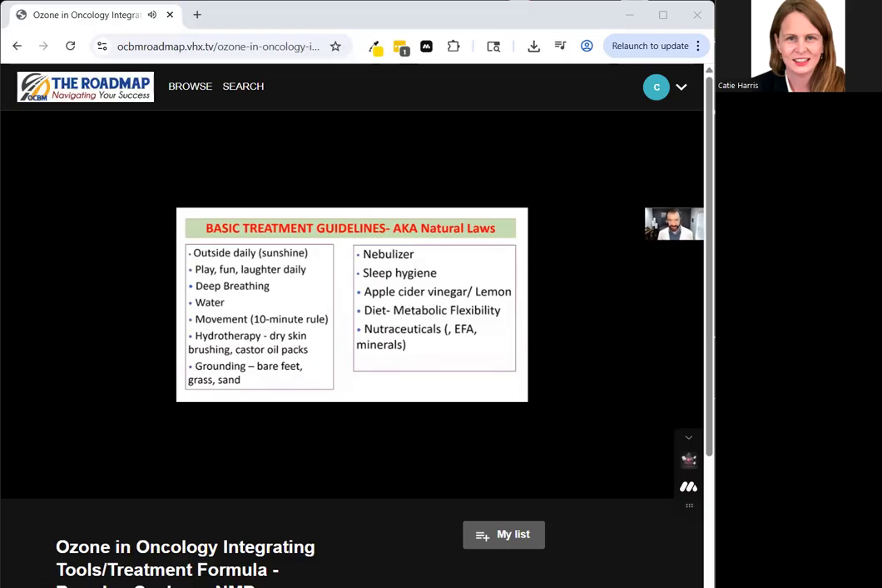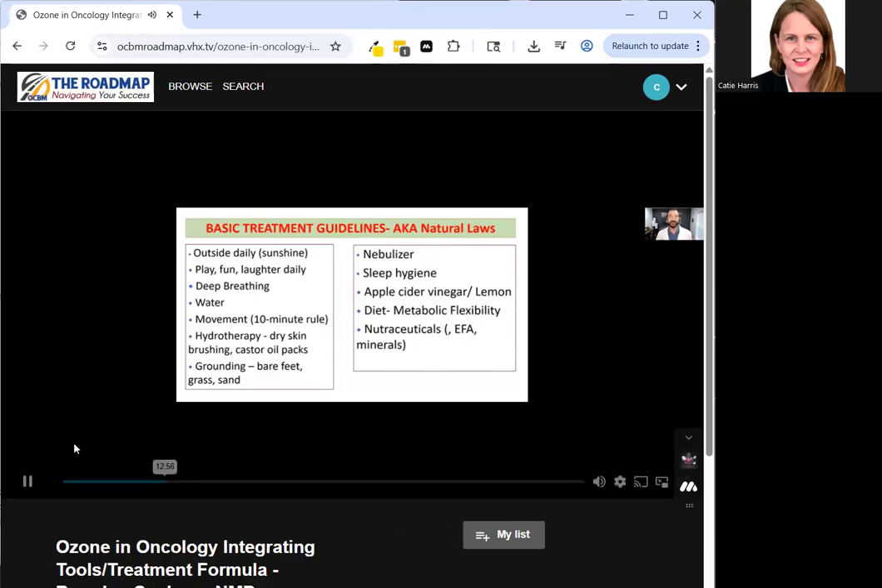Nebulizing. Nebulization is an incredible technique where you can use very dilute amounts of nutrients and deliver them to the capillary beds in a very easy and inexpensive way. So some of these trace minerals or some of these organotherapies, we can actually place in nebulization and nebulize them into the lungs. Sleep hygiene: avoiding blue light, having a very dark room like a cave, and also making sure that the temperature is appropriate for your sleeping.